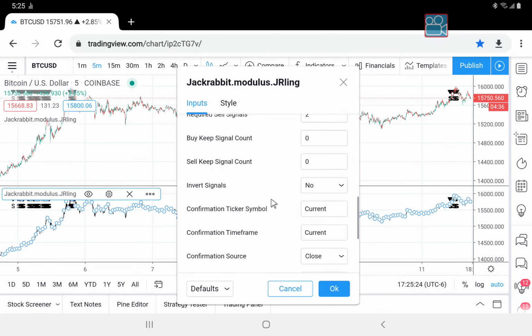Now we're going to come up here to the ticker symbol. I'm going to use my confirmation of my second indicator against the entire market. That's right, the entire market. And now on my confirmation, also for the 4-hour mark.